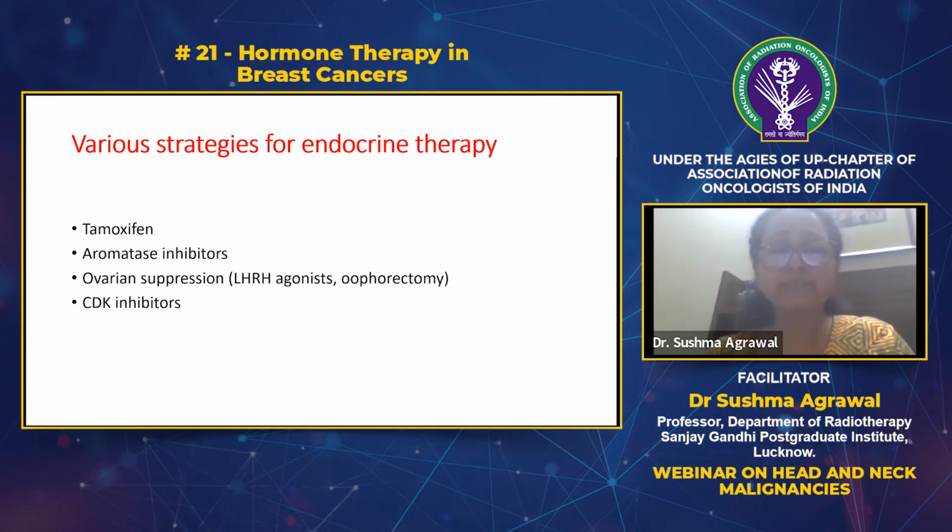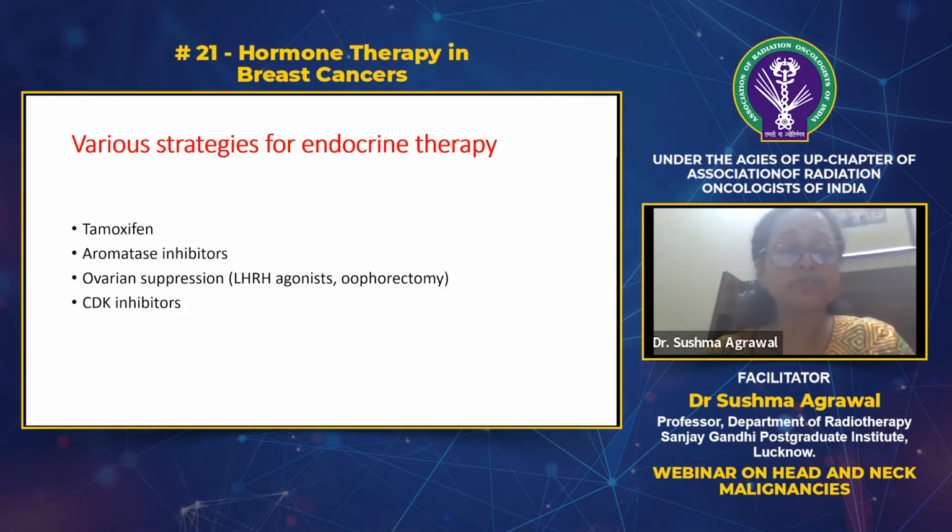Now, after having known in which women I have to give only endocrine therapy, we have to know which are the strategies for endocrine therapy. The strategies are tamoxifen, aromatase inhibitors, ovarian suppression, and nowadays CDK inhibitors. So how do they work?